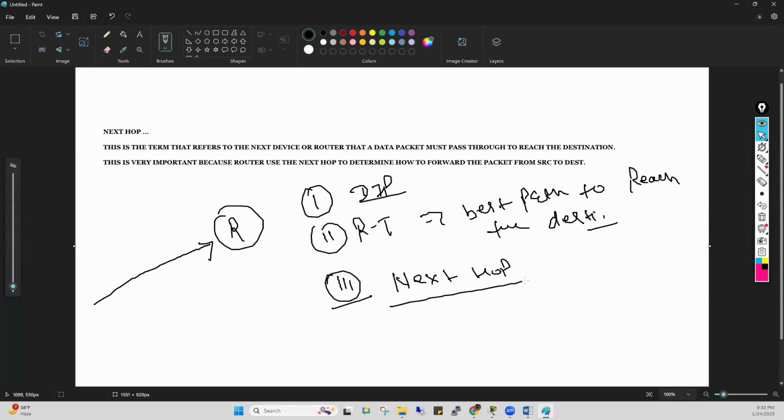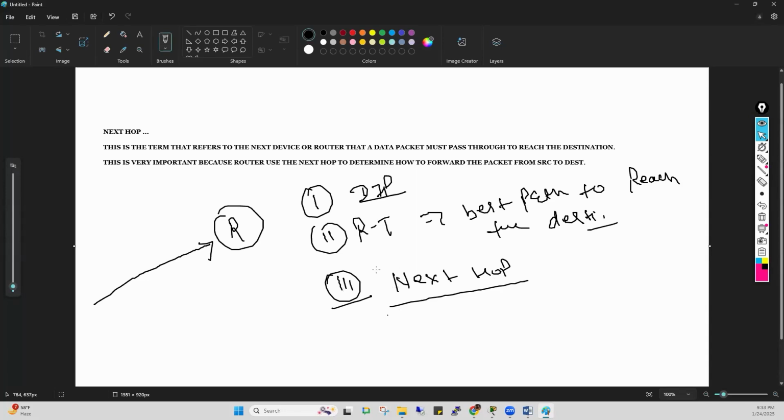It means if I want to forward the packet towards the destination, where do I need to forward the packet? If I want to reach the destination, then in this case, where do I need to forward the packet? Getting my point? So where means next hop. So this router will find where the next hop is. Clear?